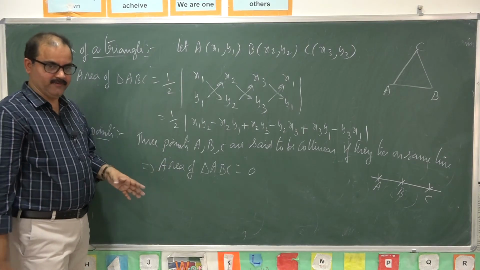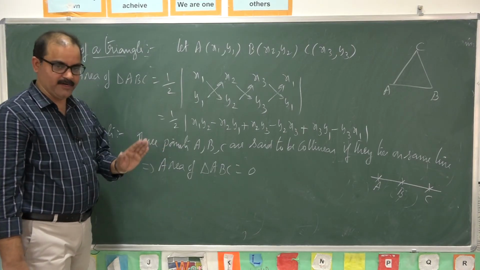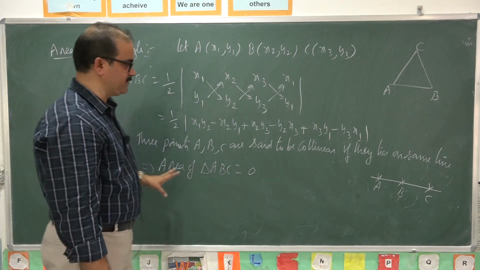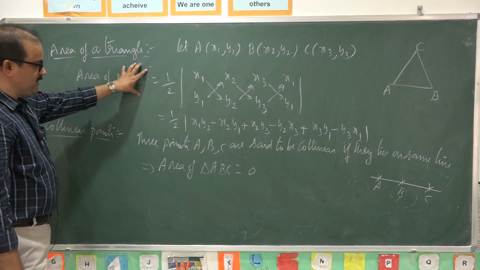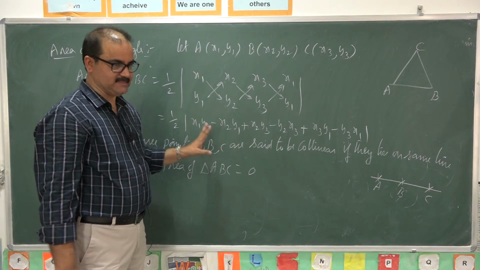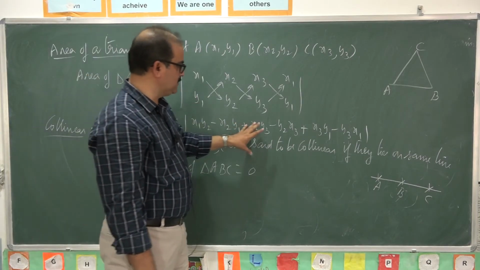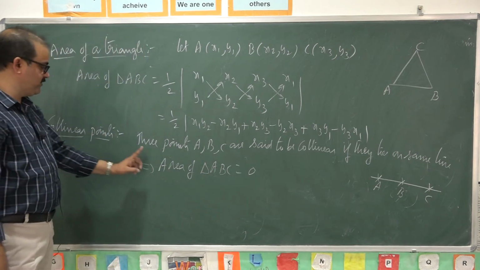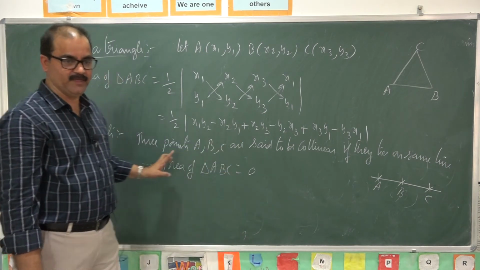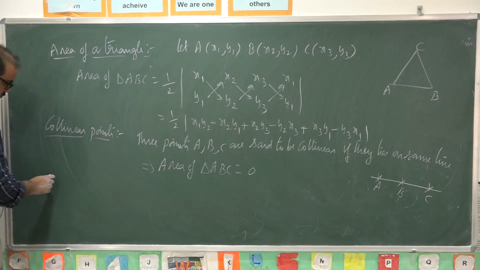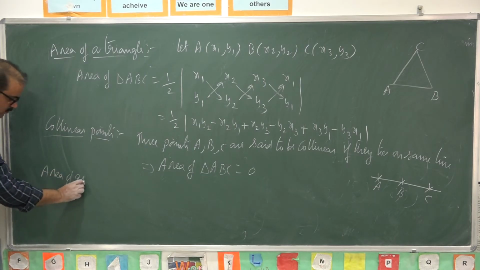Now 3 points are given. Show that the 3 points are collinear. How can we show that these 3 points are collinear? We find the area of the triangle formed by those points A, B, C. If the area of the triangle by using this formula is 0, then the given points A, B, C are said to be collinear. Next, area of quadrilateral.